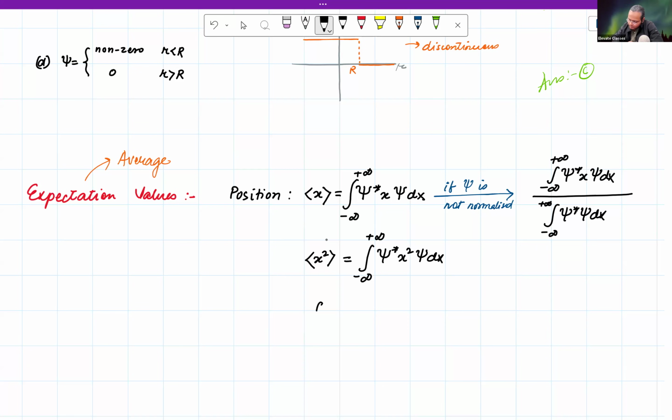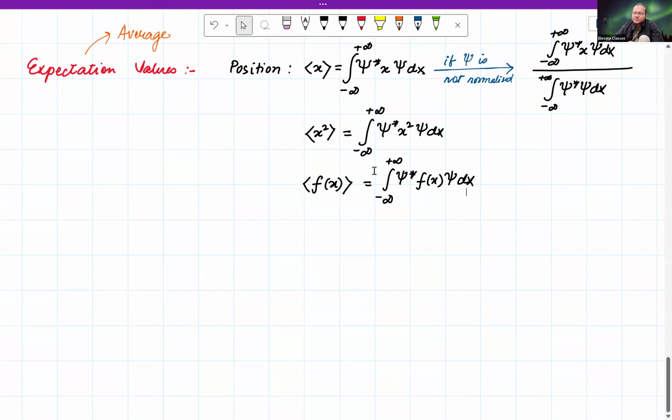If I want to find out any kind of a function of x and its average in this quantum mechanical system, instead of this x, I'll just sandwich f(x) between psi star and psi, and I integrate it. And this will give us the answer. And similarly, you can take this process forward and calculate something for, let's suppose, momentum.